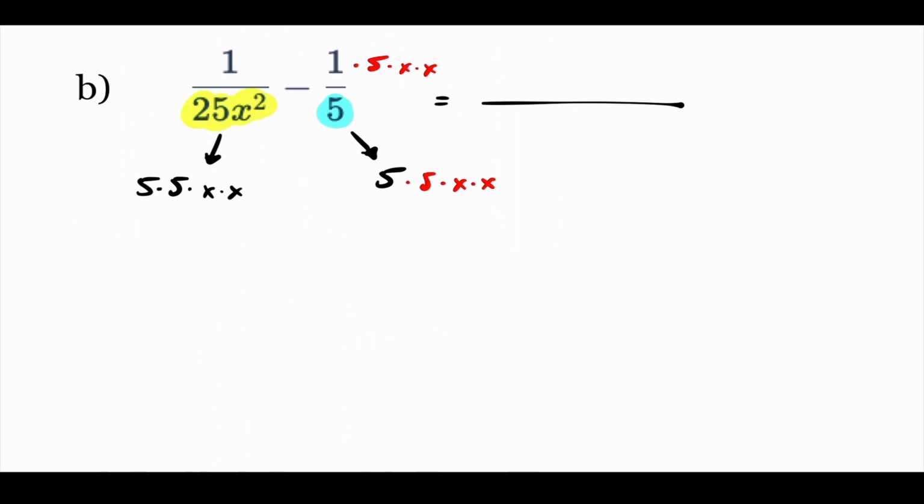Because sometimes they won't even ask you. They'll just give you 2 fractions and they'll say, what's the common denominator? Then you don't even have to do step 3 or 4. We do for this one, but sometimes depending on the question. So we have 5 times x times x, 25x squared. The first one, I didn't multiply anything times. Minus. The second one I did. 1 times 5 is 5x squared.